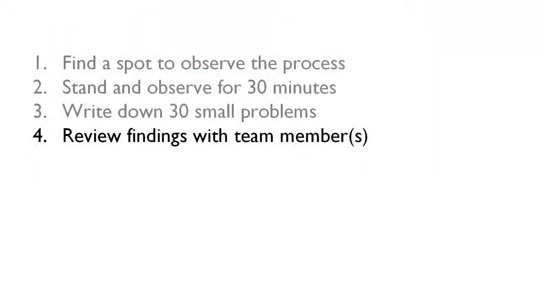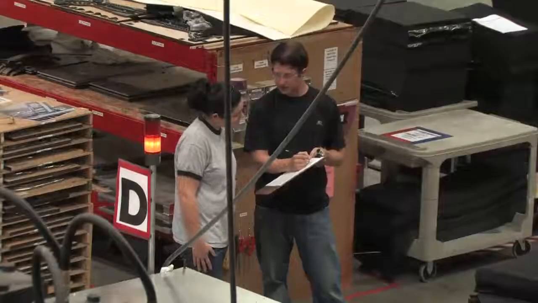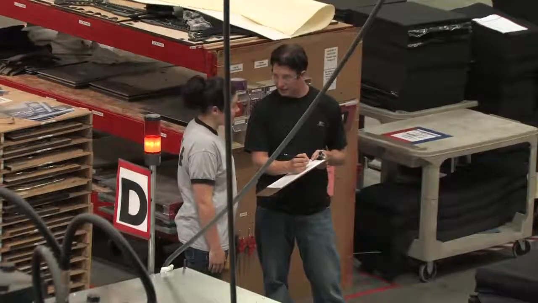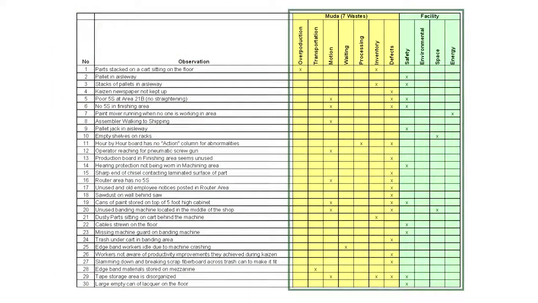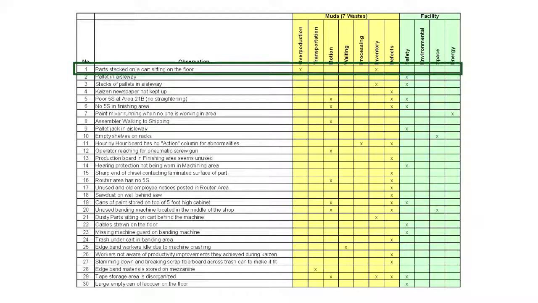Now then, up to this point in the process, you've worked alone. But starting with the fourth step, we'll begin to involve others as we review our findings with team members, where, among other things, we'll work to identify the type of waste or inefficiencies we've observed, which is the 5th step of our process. Now, it should be noted that an observation will often have more than one waste assigned to it. For example, parts stacked on a cart sitting on the floor could be an example of the waste of overproduction and inventory.